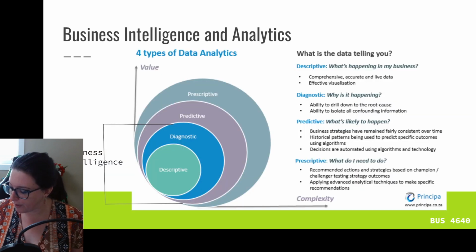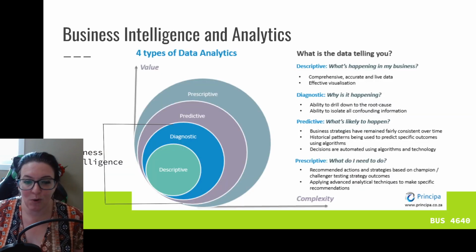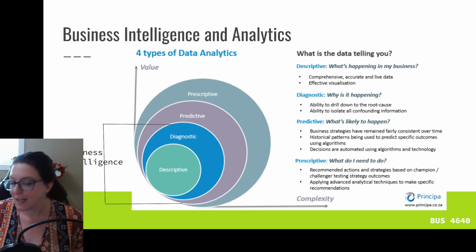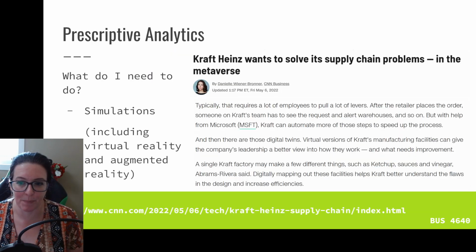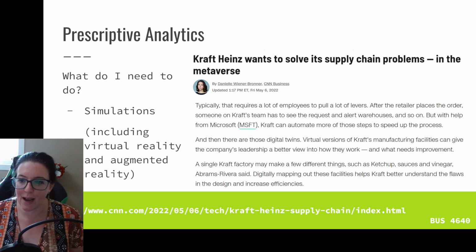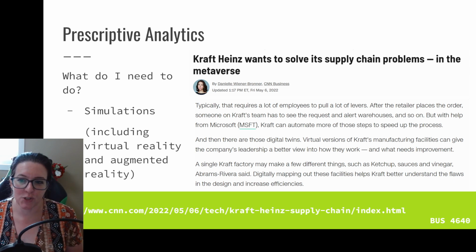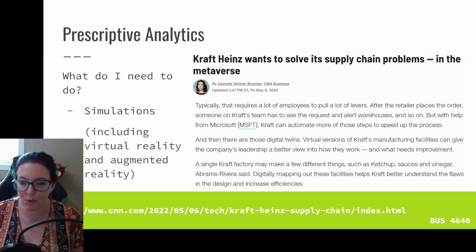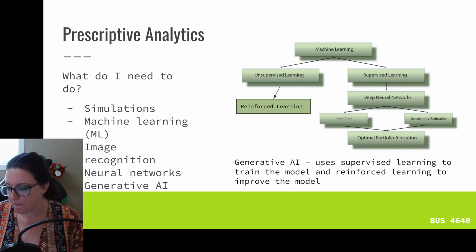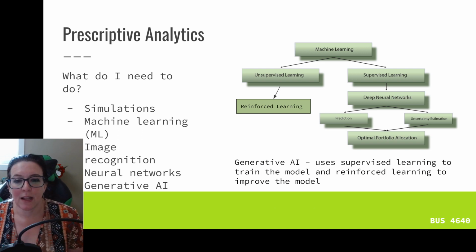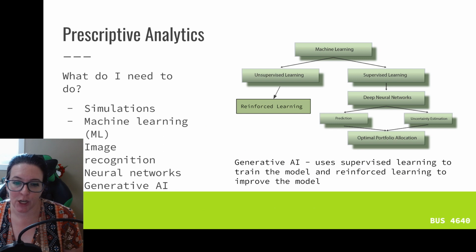And so we're moving from that predictive, what is likely to happen, to what should I do to get something specific to happen. And so Kraft was testing that out. What if they change their product lines? What if they change some of the way they handle the materials and processes in the warehouse in order to increase output? Other prescriptive analytics include things like machine learning.